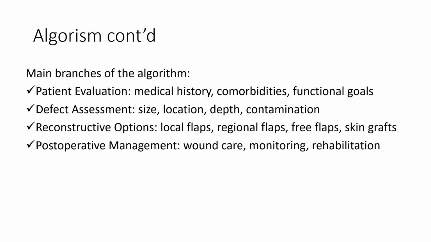So we continue with the algorithm, and the main branches in the algorithm include patient evaluation, which is the very important and first thing to do. When you are evaluating patients, you should assess their medical history, presence of comorbidity, and their functional goals, considering their daily activity, whether they are sportsmen or daily laborers, and whatever function they are planning to attain following the reconstruction. And the second thing to come is a defect assessment.